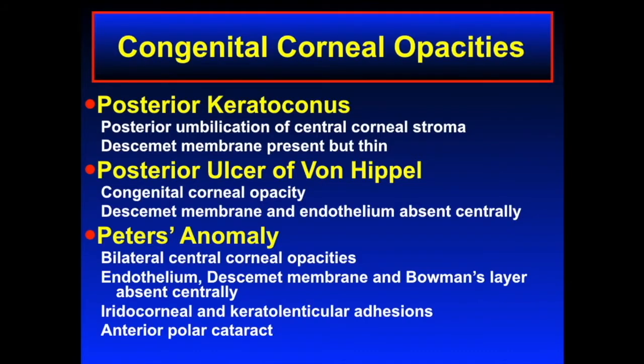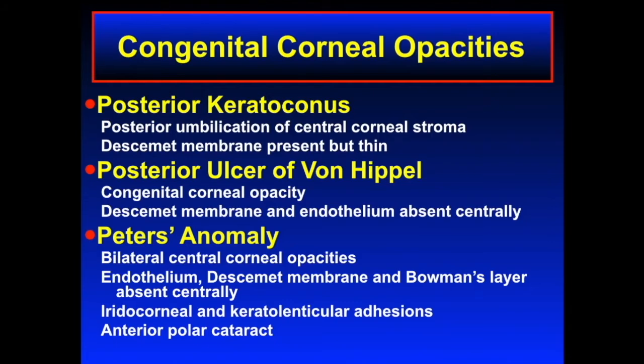Congenital opacities of the cornea include posterior keratoconus. I've seen one example at a pathology club. There's a posterior umbilication of the central cornea with Descemet's membrane and endothelium present. In posterior ulcer of von Hippel, Descemet's membrane and the endothelium are absent centrally. They are also absent centrally in Peters anomaly.